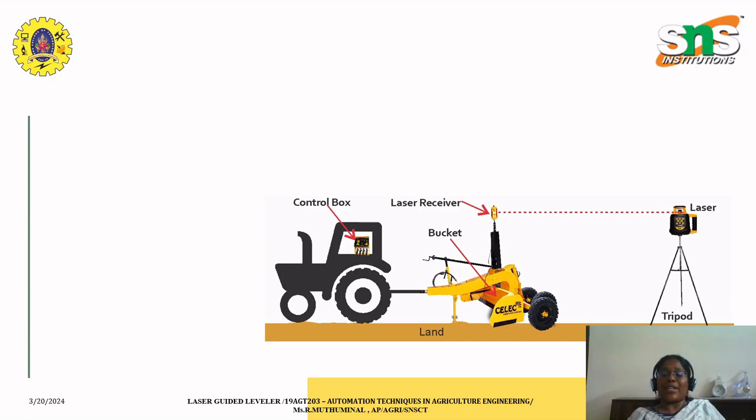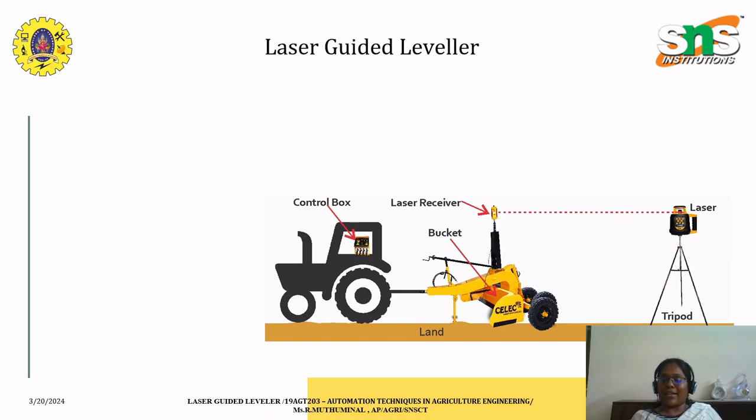Here I have shown you the second type of leveler, that is the laser guided leveler. As you can see, instead of a person who has to be available at the steering system, we have been provided with a control box which gives us an electrical circuit or electrical power source, and the tractor part is provided with a leveler connected with a laser receiver and laser transmitter, and the laser transmitter is fixed at one position with the help of a tripod stand. So this is the laser guided leveler which we are using nowadays.